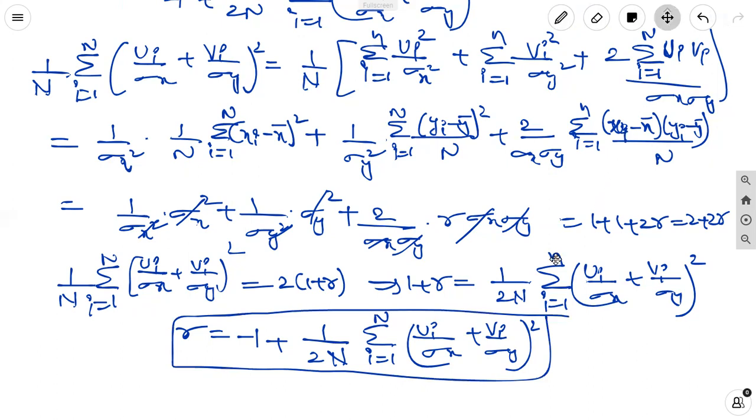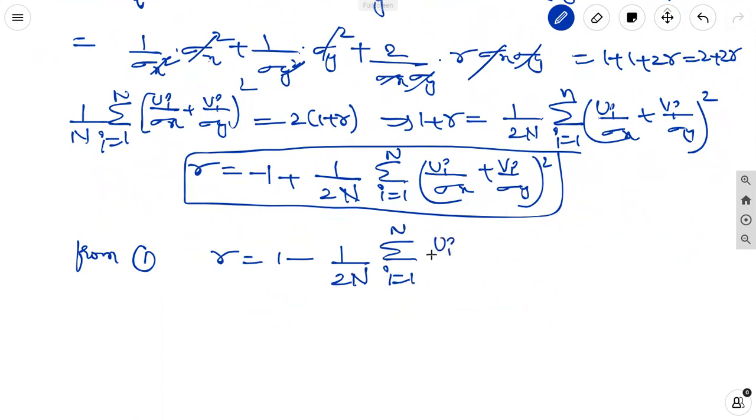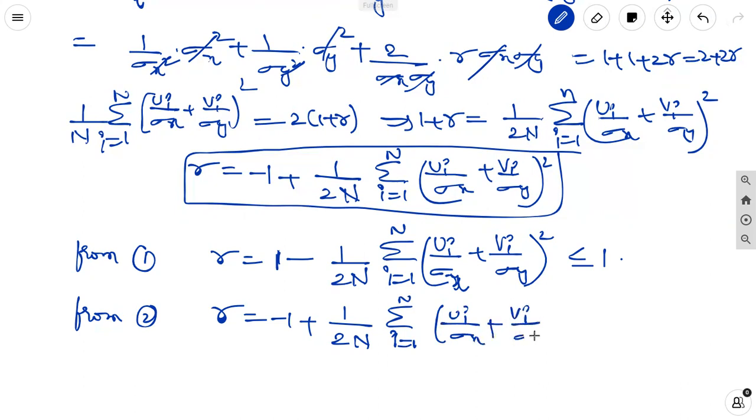Third one is from 1: r is equal to 1 minus 1 by 2n summation i equal to 1 to n, (ui by sigma x plus vi by sigma y) whole square. And from 1, it is clearly less than or equal to 1. Why? Because when we subtract this value from 1, we get something less than or equal to 1. From 2, small r is equal to minus 1 plus 1 by 2n summation i equal to 1 to capital N, (ui by sigma x plus vi by sigma y) whole square. It is greater than or equal to minus 1.